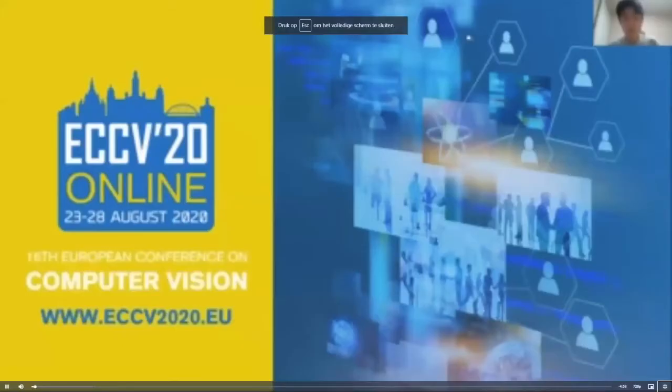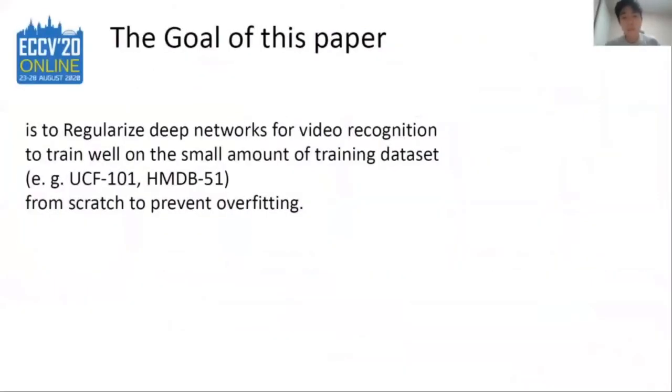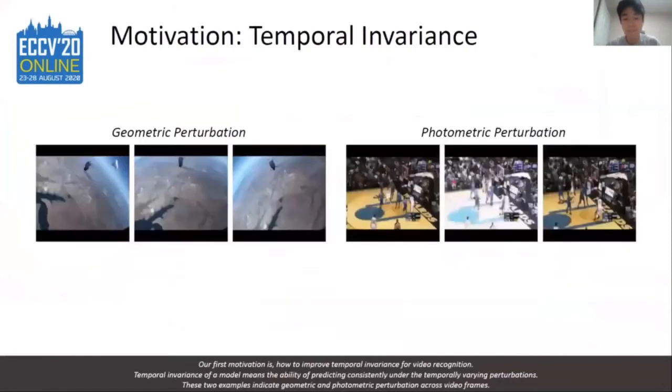Hello, I will begin my presentation on my workshop paper. The goal of this paper is to regularize the networks for video recognition to train well on a small amount of training data from scratch, to prevent overfitting. Data augmentation is a general solution to regularize models using visual inductive prior knowledge. However, operations of data augmentation have to keep the labels. In this example, rotating an image changes the class of the original data, which is not helpful for training the model.